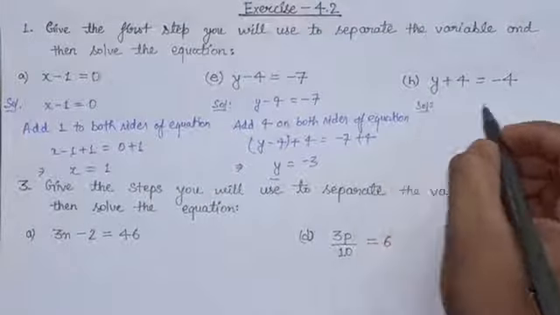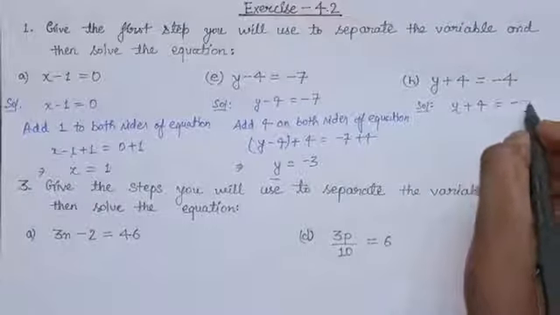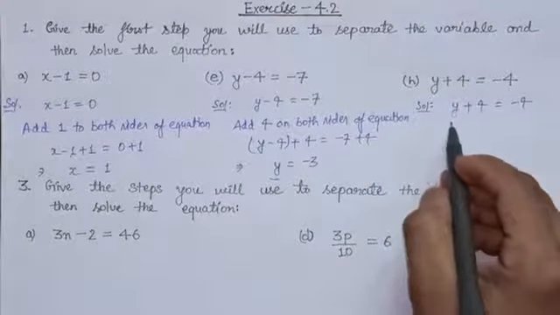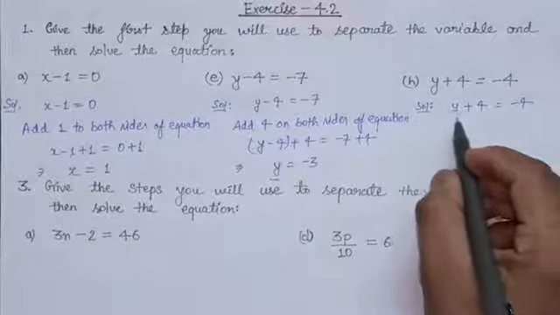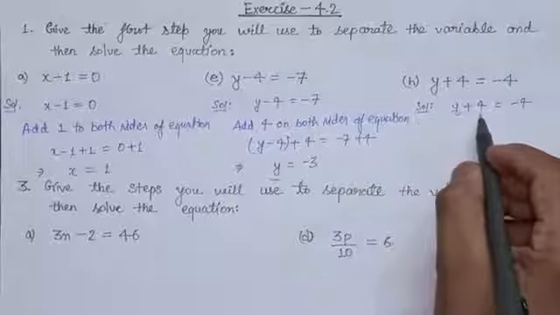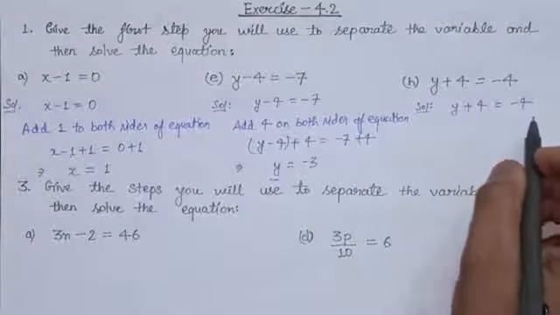So in this part we have given y plus 4 is equal to minus 4. Now students, in order to obtain only the variable y on the left hand side, we have to subtract 4, because here on the left hand side we have to eliminate this 4. So in order to eliminate this 4, we have to subtract 4 from both sides.